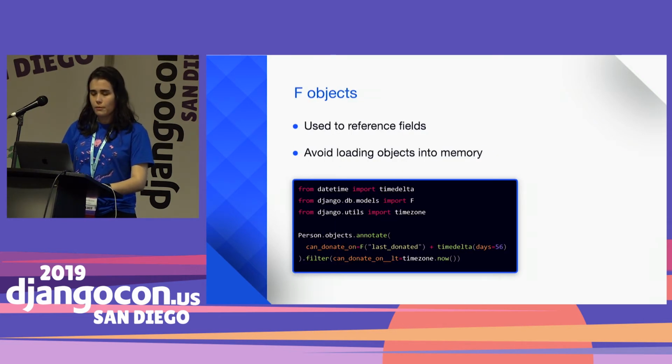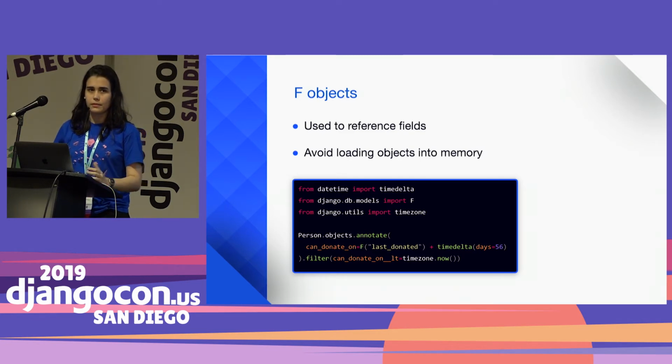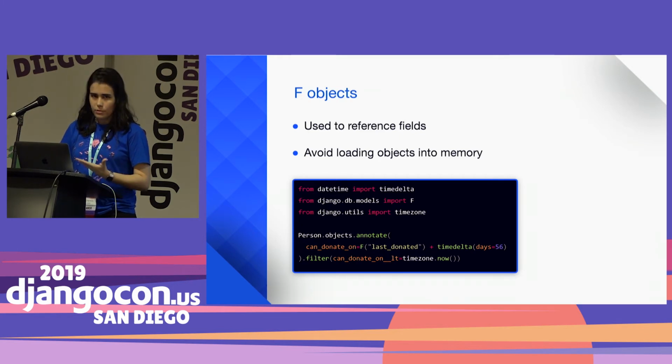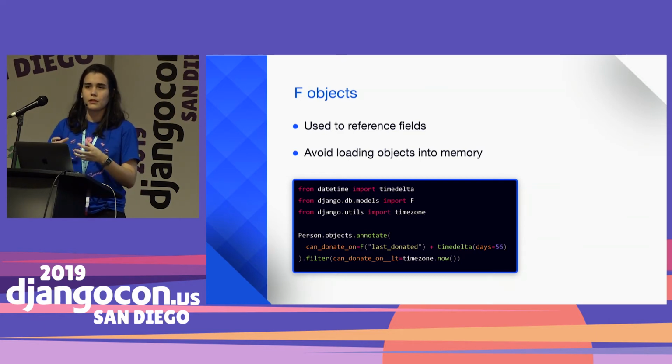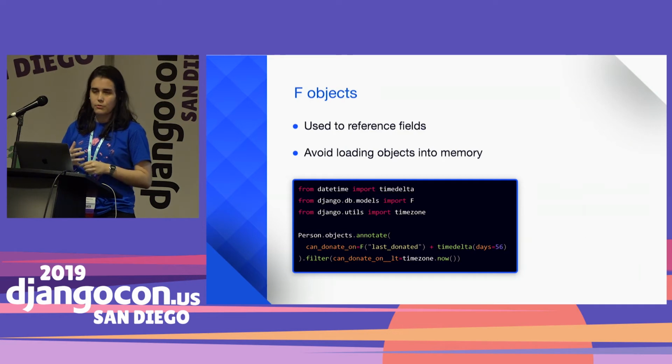To solve this problem, you will have to use F objects, because the value would always be calculated at query execution, so it will always be correct. F objects are used when you want to reference model fields or reference annotations without having to load the values into memory. So you can do basic arithmetic operations on query execution.